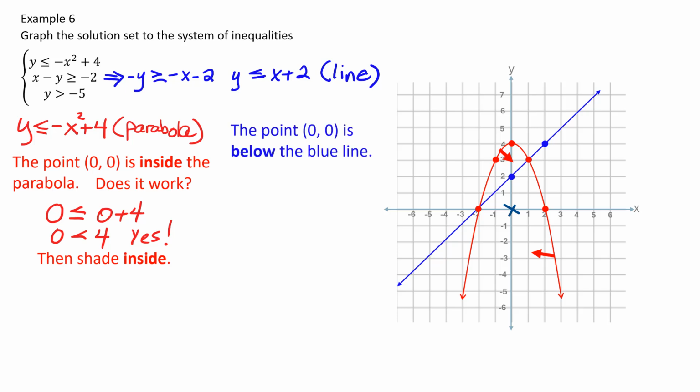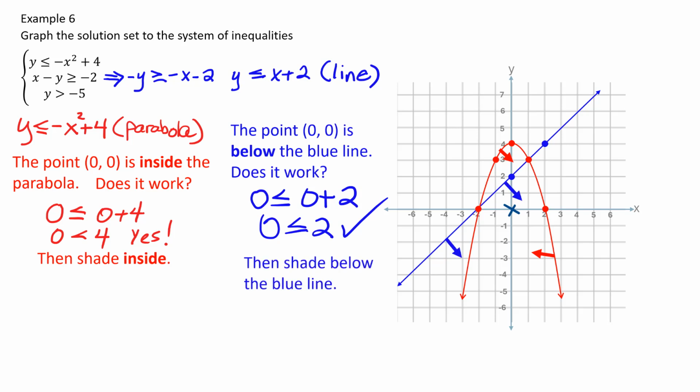So again, we can check (0, 0). Does it work? 0 is less than or equal to 0 plus 2. That is true. So we can shade the side of the line that has that point, (0, 0), which is below the blue line. So we'll put some arrows there so we know that's where we're going to shade, below the blue line.